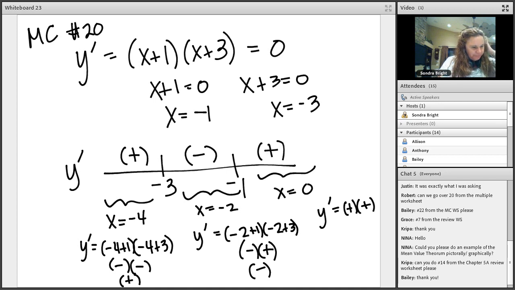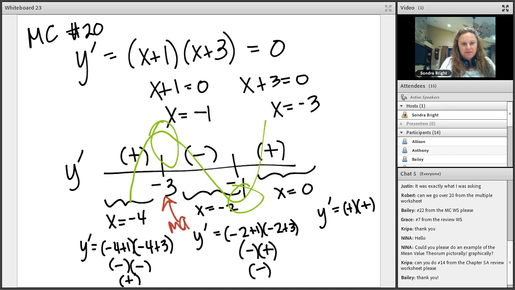And so, what do they want? Local extrema. Well, I still always have to do this, you're going to go from increasing to decreasing to increasing. So here is a max and here is a min. So a local max at -3, so that's your max at x equals -3, and then at x equals -1 will be your local min.